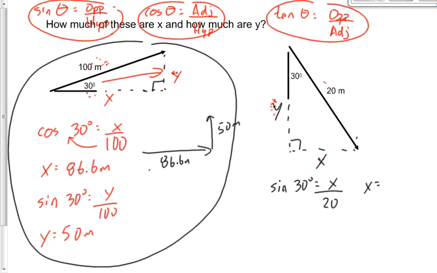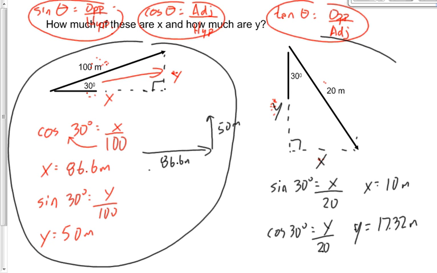X ends up being equal to 17.32, I think. Let's say cosine 30 degrees is equal to adjacent over hypotenuse. No, that's not right. That should be 10, shouldn't it? Cosine 30 degrees is equal to adjacent over hypotenuse. The y component, or the adjacent side, ends up being equal to 17.32 meters.